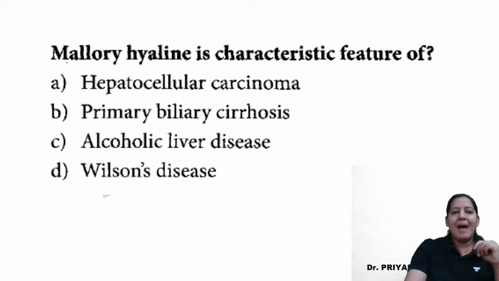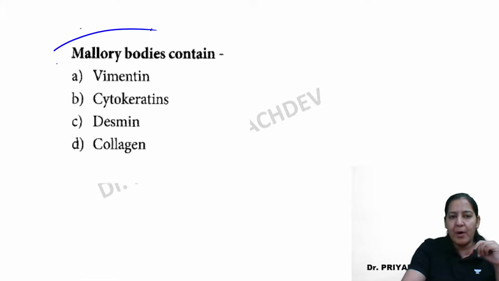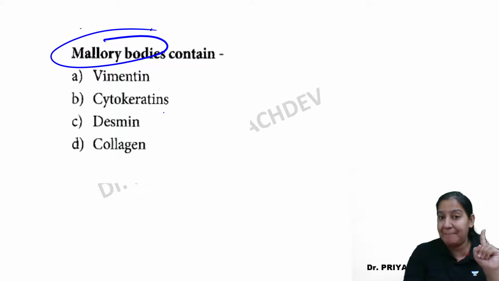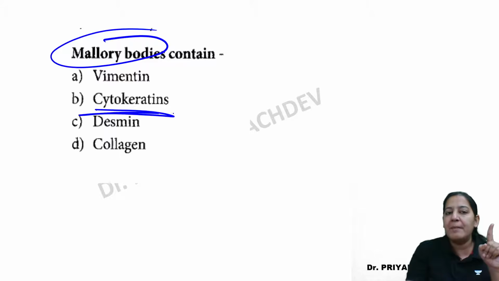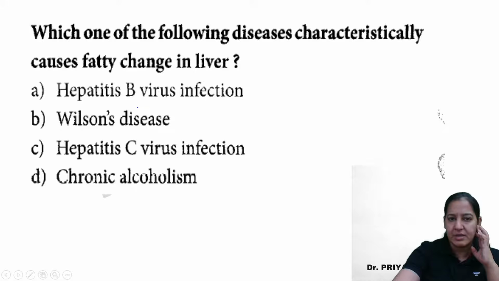Just a second. Mallory hyaline bodies, Mallory-Denk bodies. Mallory-Denk bodies का composition क्या है? Mallory-Denk bodies are inclusion bodies, deep pink eosinophilic bodies which are made up of cytokeratins. Please learn that. They are made up of cytokeratins. They are seen in which disease? Of course, they are seen in alcoholic liver disease. So the answer is C, right? Okay.